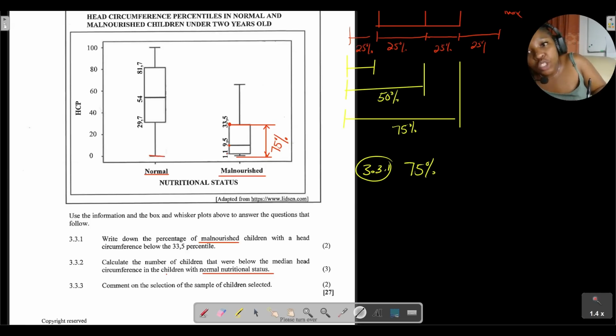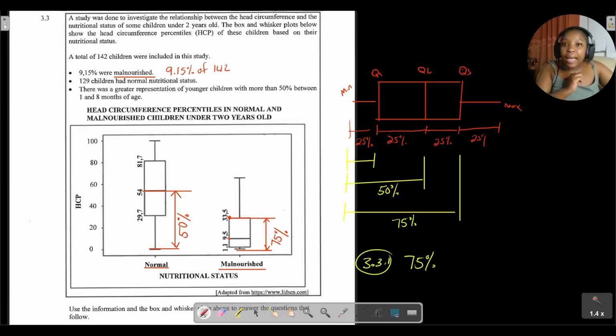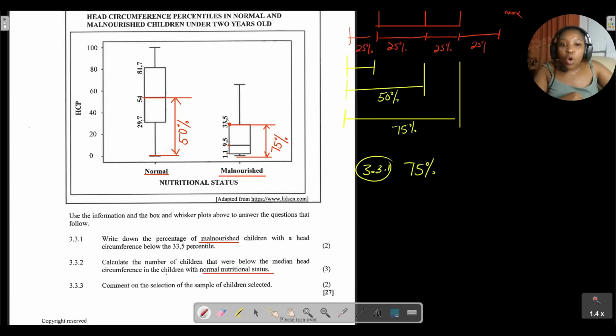So obviously, if they want to determine how many children were below the median, what do we know? From the minimum value to the median, what is the percentage of data that is represented there? We know that the percentage of data that is represented there is 50%. So for us to determine how many children were below this median, we know that it's 50% of the children, or the normal children that were basically investigated. Okay, so how many were they?